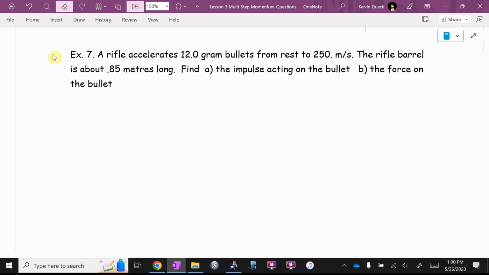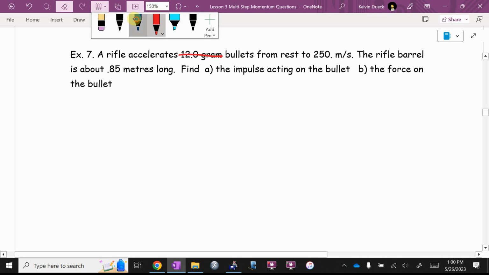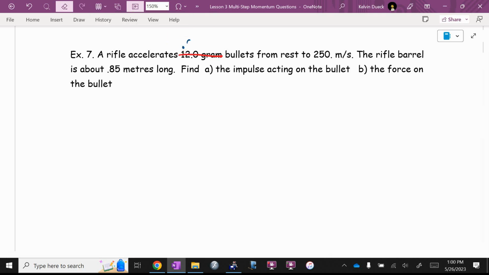A rifle accelerates 12 grams. Nice try, Dueck. Don't do physics with grams. How do I convert grams to kilograms? It's divide by 1,000. So 12 divided by 1,000. Double check me, but I think it's going to be 0.012 kilograms, right?